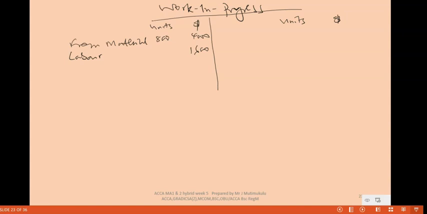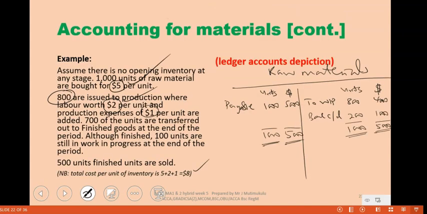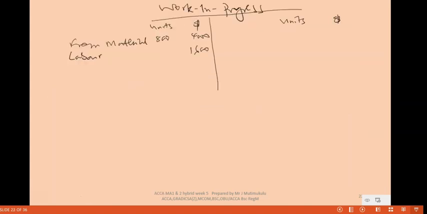We are also told that we incur production expenses of $1 per unit, and we are working on 800 units. So this production expense is an overhead, overhead of $1 per unit, and we are working on 800 units, so that's 800 multiplied by $1. Here it was $2 multiplied by 800 units. These are all the costs which have been incurred in the production department.